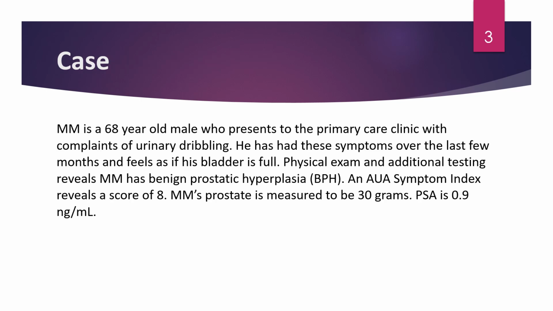Our case today is MM. He's a 68-year-old male who presents to the primary care clinic with complaints of urinary dribbling. He's had these symptoms over the last few months and feels as if his bladder is full. Physical exam and additional testing reveal MM has BPH. An AUA symptom index reveals a score of 8. MM's prostate is measured to be 30 grams and his PSA is 0.9.